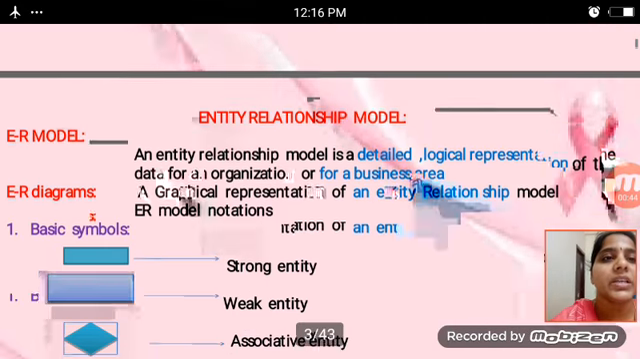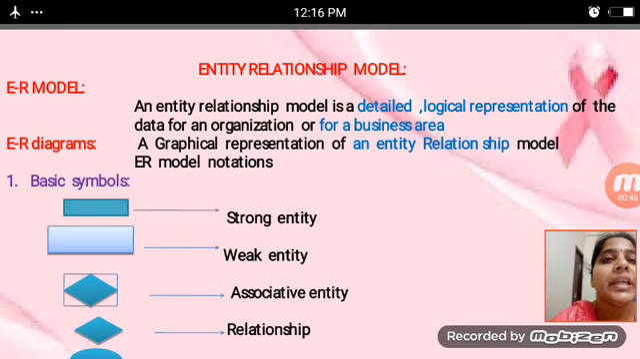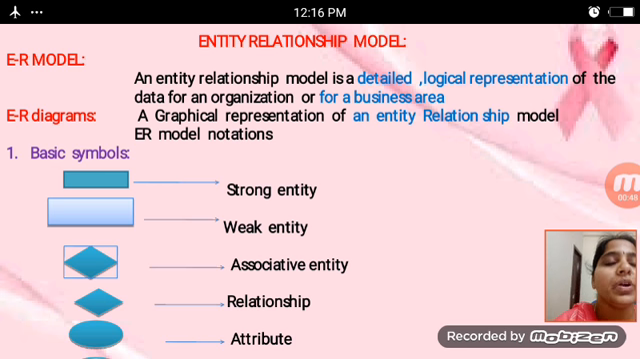Firstly, I am going to discuss the entity relationship model. Before going to that, what is an ER model? ER stands for entity relationship. Before going to that, we should know about the entity. What is an entity? An entity is anything, such as a student or an address.